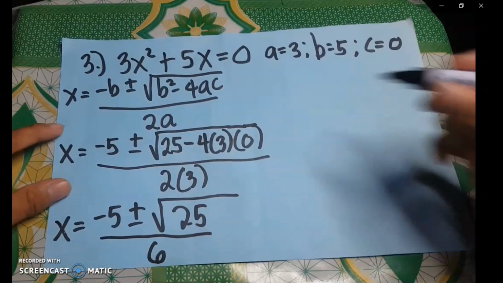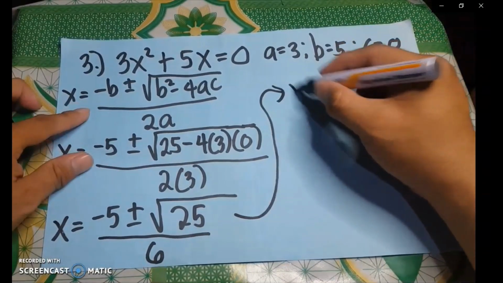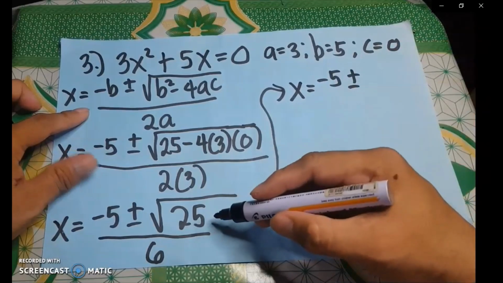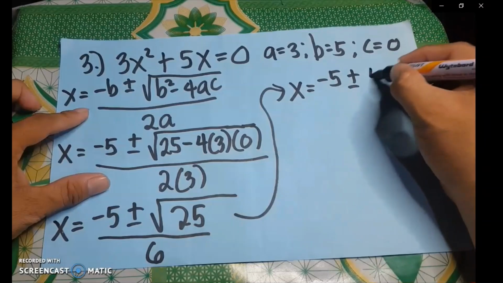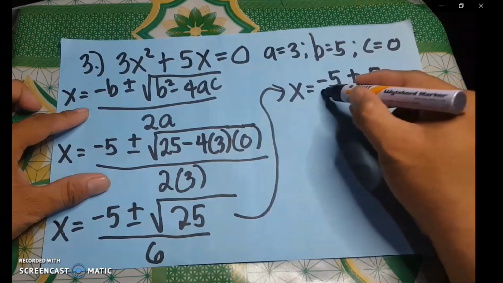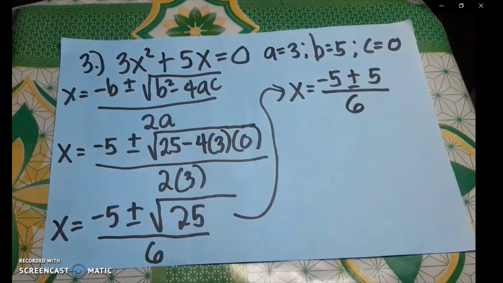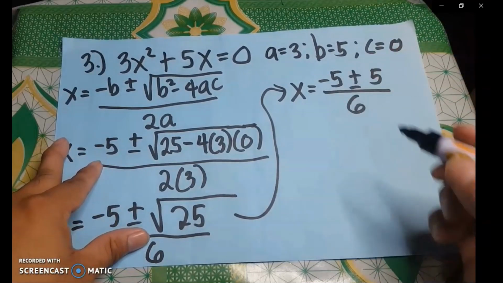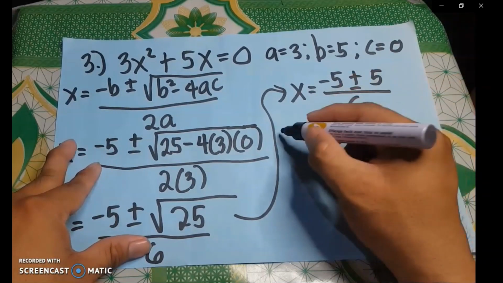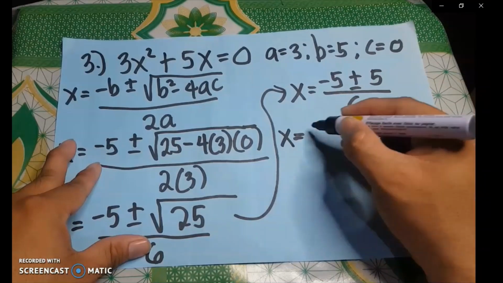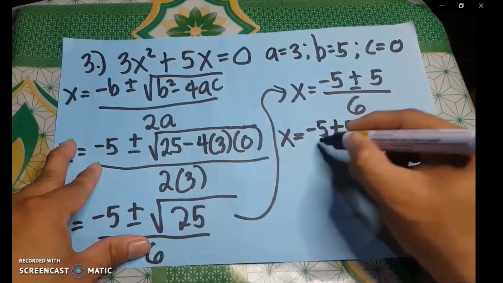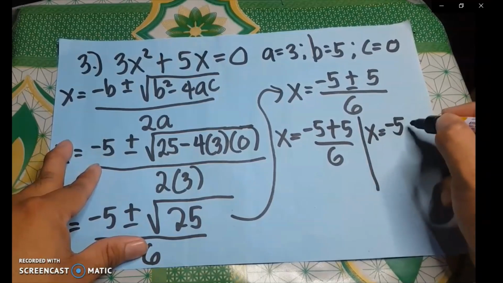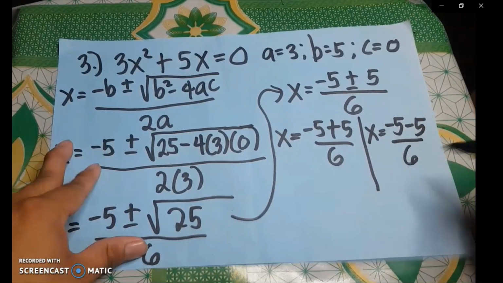Then from there, we do have x is equal to negative 5, then plus or minus, since 25 is a perfect square, let's find its root, and that would be 5. Then all over 6. Then let's separate this plus or minus here. Let's form two equations to simplify the solutions to the given quadratic equation. So we do have x is equal to negative 5 plus 5 all over 6. Then the other one is x is equal to negative 5 minus 5 all over 6.